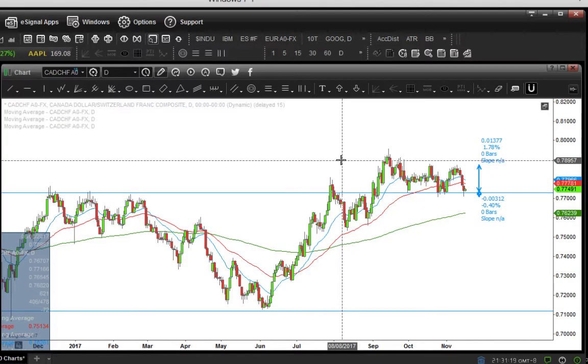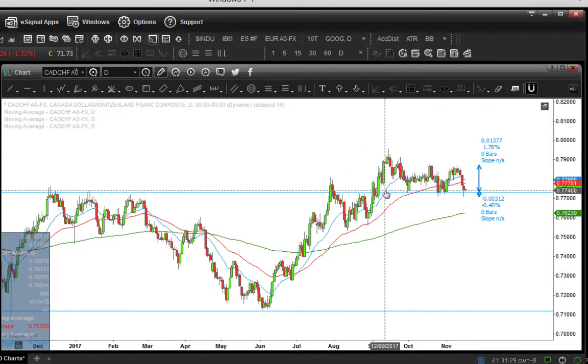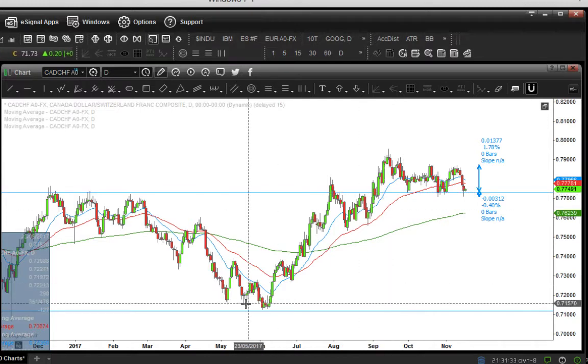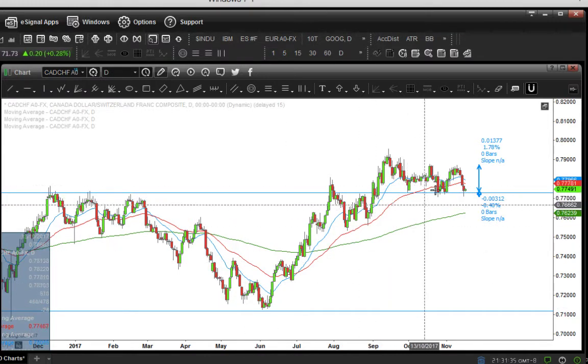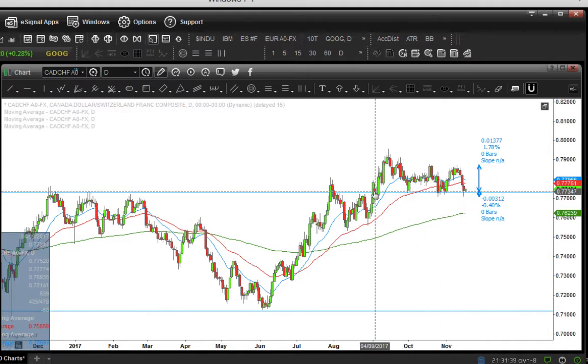Hey traders, I just want to bring your attention to CAD Swiss on the daily time frame. We have a very interesting setup here based on yesterday's close, a bullish pin bar reversal at our old friendly level of 77.29. As you can see, this is a level which has been tested once, twice, for the third time since it broke out convincingly in early September this year.